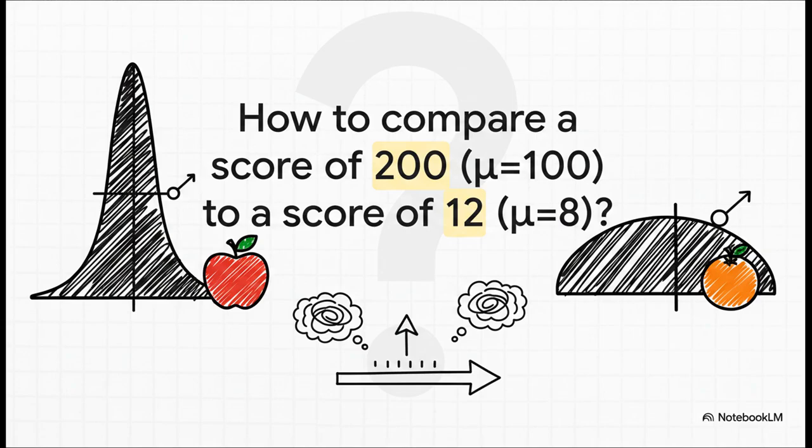Exactly. This is the classic apples and oranges problem. Imagine you get a score of 200 on a test where the class average, the mean, was 100 and the standard deviation was 50. You feel pretty good. Then, on a different test, maybe a really hard one, you get a 12. But on that test, the average was only 8 and the standard deviation was 2. So, which performance was actually better? You can't just compare the raw scores of 200 and 12. They're on completely different scales. It's meaningless. We need some kind of universal translator.